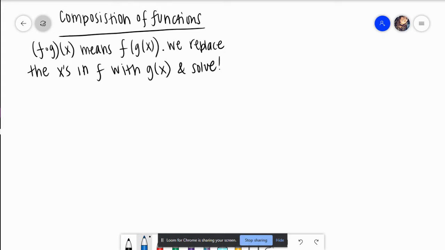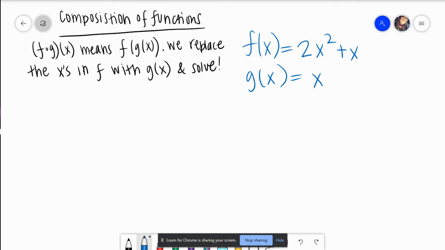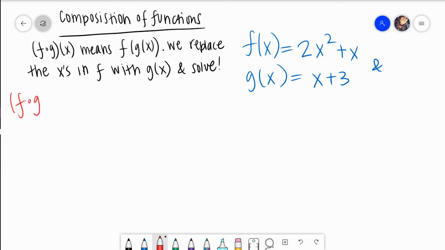So let's say that our f of x function was 2x squared plus x, and our g of x function was x plus 3. So those are our functions. What we're going to do for this first example is find f of g of x. So we know that this means f of g of x.